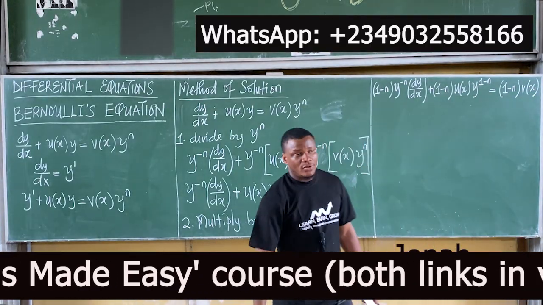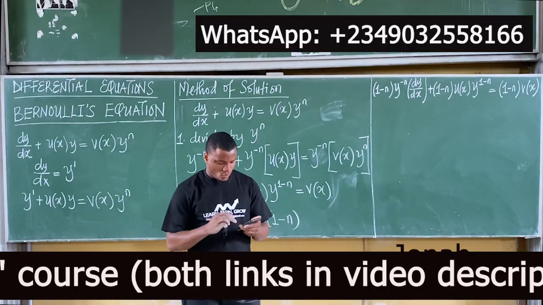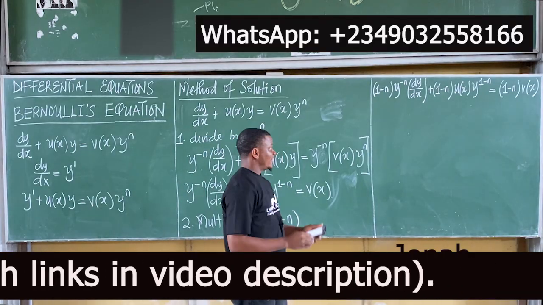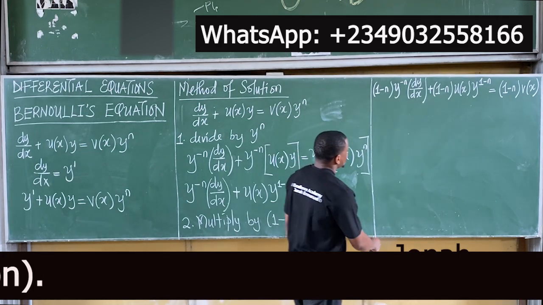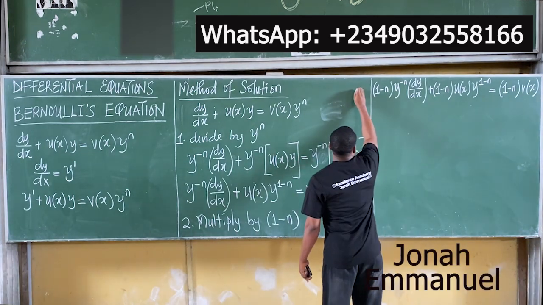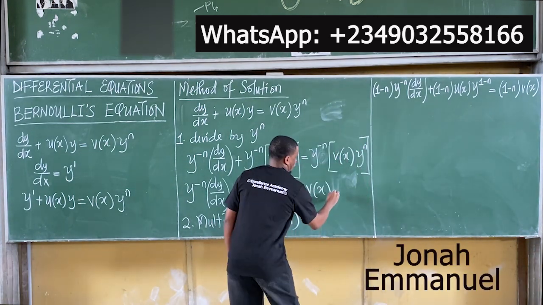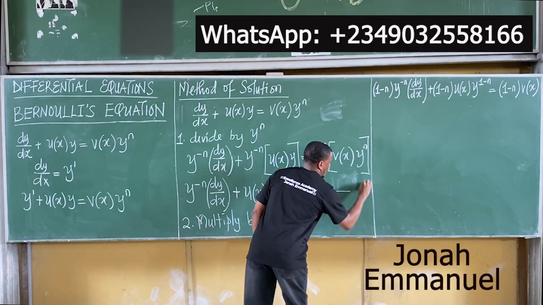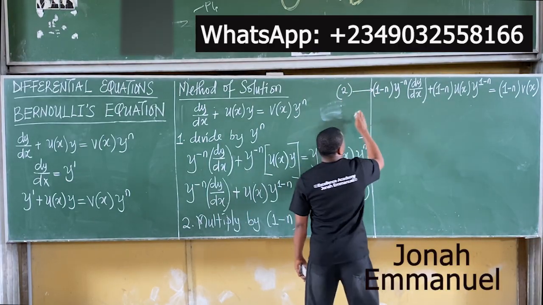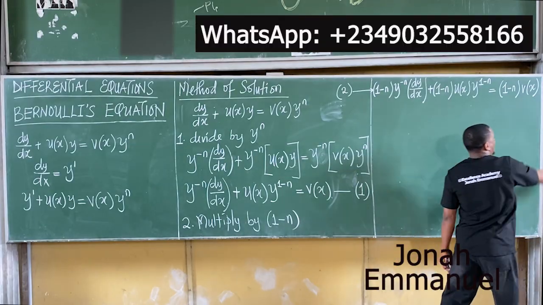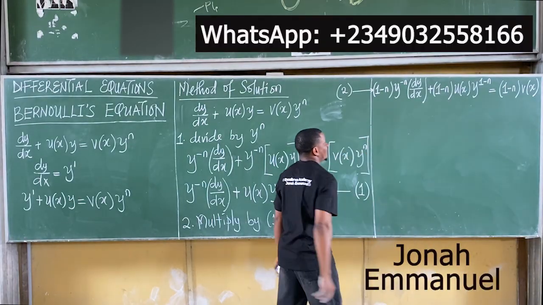Next up, step 2, multiply 2 by 1 minus n. So you have this. Call this your second equation. Let's call the first one equation 1. Let's call this equation 2, please. This should be at the right hand side, but there's no space here. Let me write it here.